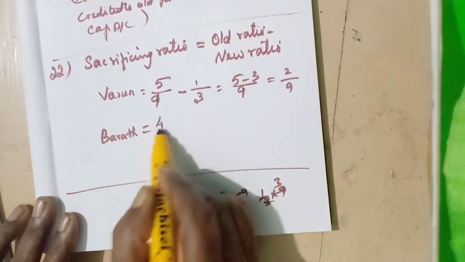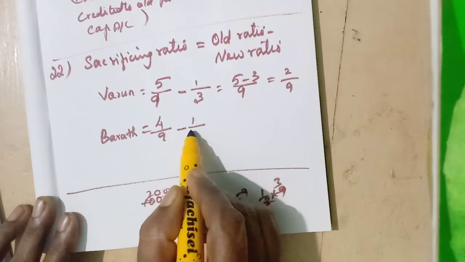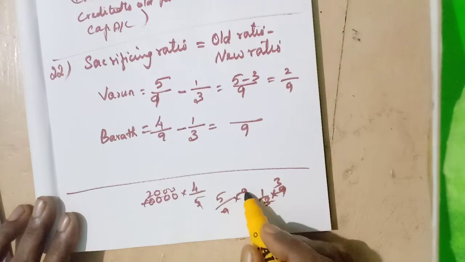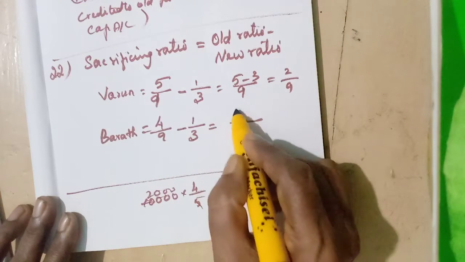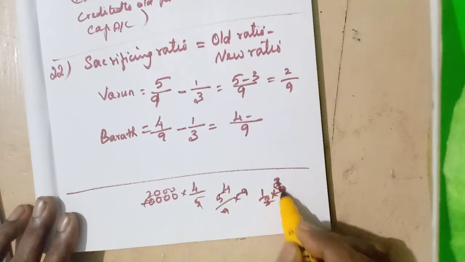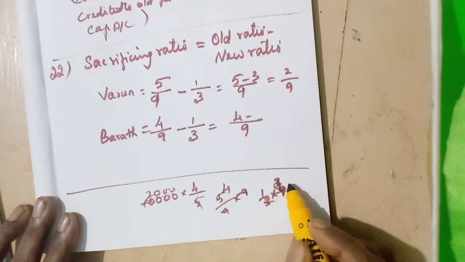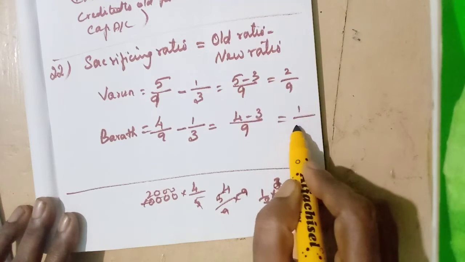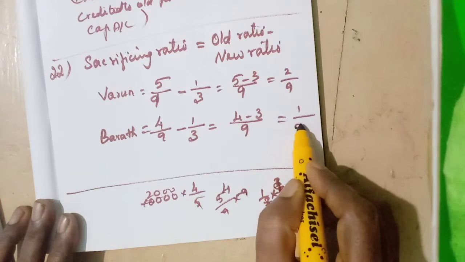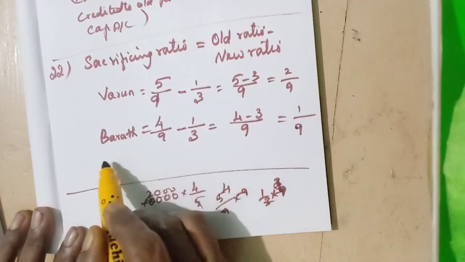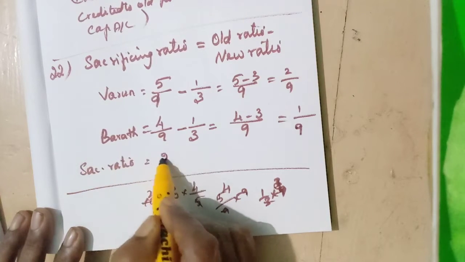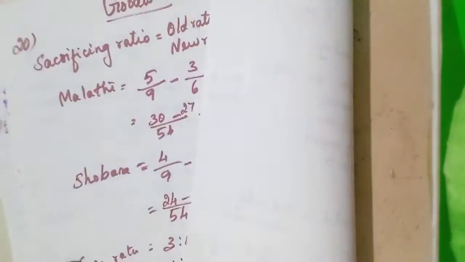Here old ratio 4/9 minus new ratio 1/3. Same 9. Then 4/9 into 9, so 4 only, isn't it? Minus 1/3 into 9, same, 3. So 1/9. The sacrificing ratio is 2:1. Now we need to prepare the journal entry.